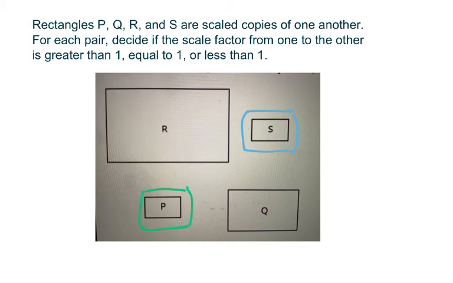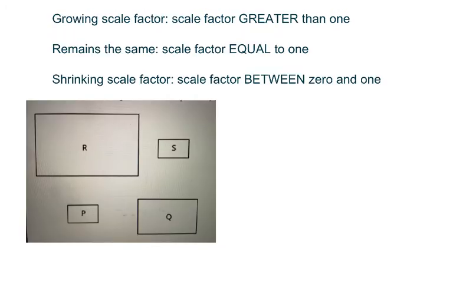So when we go from rectangle S to rectangle P, we'll be asking ourselves, what kind of scale factor would we use? Let's think about some of the facts we know about scale factors. If you multiply by a scale factor greater than 1, then you have a growing scale factor and your original shape becomes larger. If you are multiplying by a scale factor equal to 1, then your new shape remains the same size and shape of your original shape.